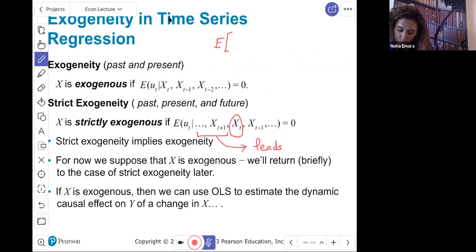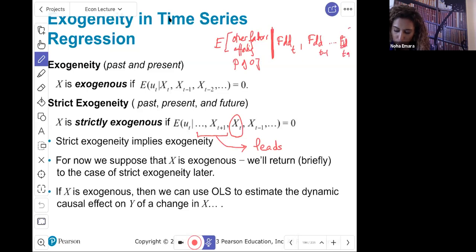Okay, so other factors affecting the price of orange juice, conditioned on freezing degree days today, freezing degree days yesterday, keep going, freezing degree days T minus Q, have to be equal to zero, or this condition has to be equal to zero.